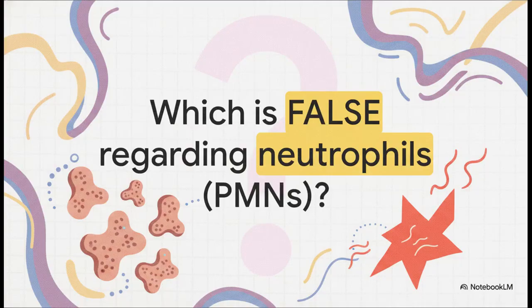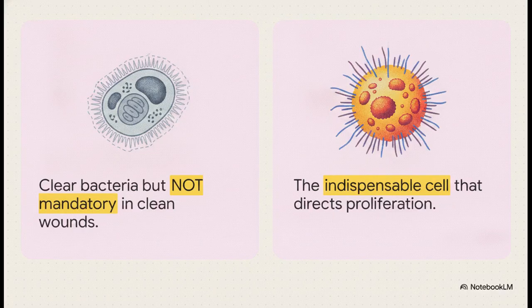Okay, here's a classic trick question for you. Which is false regarding polymorphonuclear neutrophils, or PMNs? A, they release proteases that degrade ground substance. B, they use the fibrin clot as scaffolding. C, they are absolutely mandatory for healing clean wounds. Or D, they release pro-inflammatory cytokines that activate macrophages. Which one of these doesn't quite fit? The false statement is C.